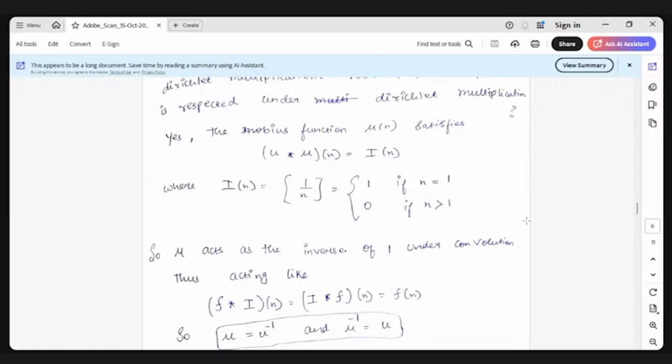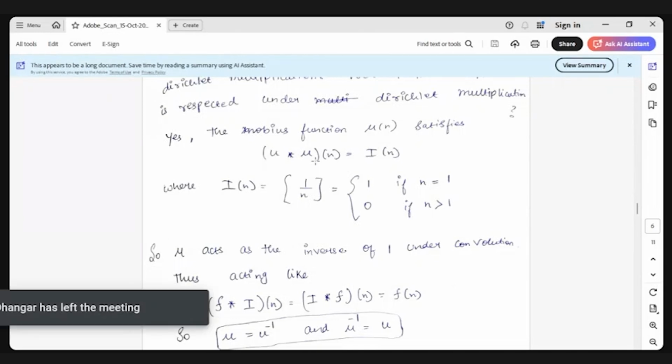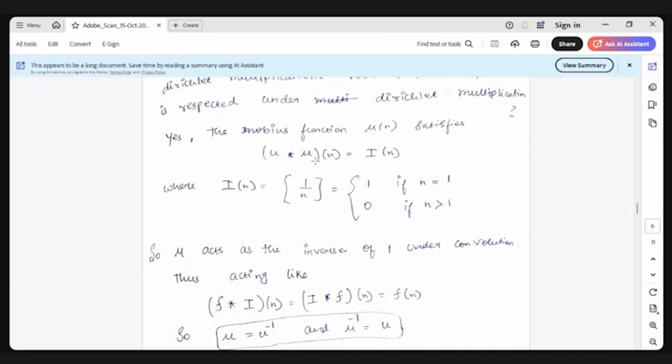because f star I of n equals I star f of n equals f of n. Now consider u as some function f, and mu as some function g of n. Okay, so f star g of n is going to give me the identity, which means g is, intuitively at least, the inverse of f, and f is the inverse of g. This can be proved in the upcoming slides, but initially what we see is mu equals u inverse and mu inverse equals u.